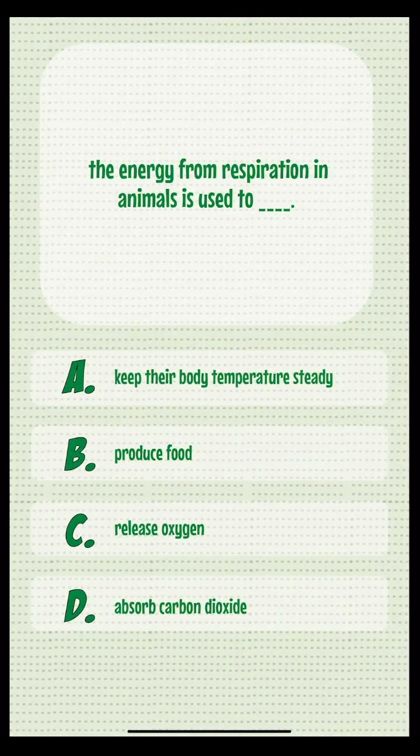Energy from respiration in animals. Okay, so energy from respiration in animals is used to do what? What do you think? A, B, C, or D? Let me know. And tap on the screen a few times. So we got people saying C. We got people saying A. Let me know what you guys think. More people saying A. Ooh, we've got D, absorbing carbon dioxide.